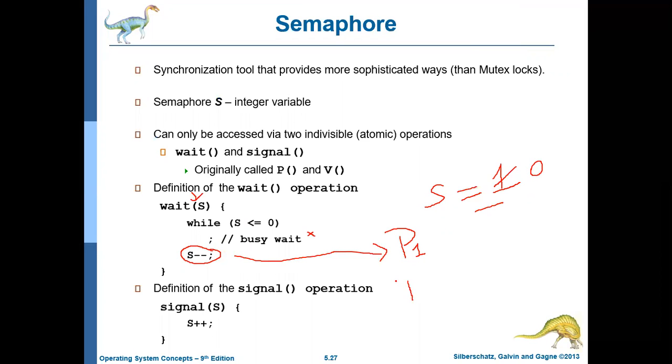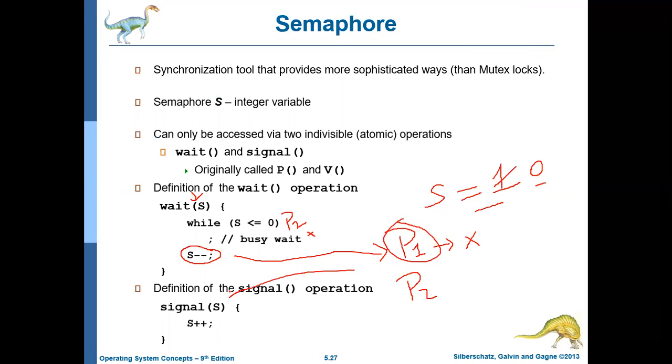Now say another process P2 comes and checks whether S is available or not. So it calls wait of S. Now it checks whether S is less than or equal to 0. Yes, S is less than or equal to 0. So P2 will be busy waiting. How long will it busy wait? Until S becomes greater than 0. Say P1 uses this resource for some X amount of time. Once the time X has elapsed, P1 will call signal.